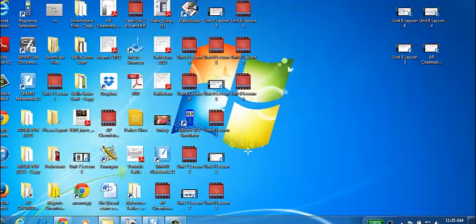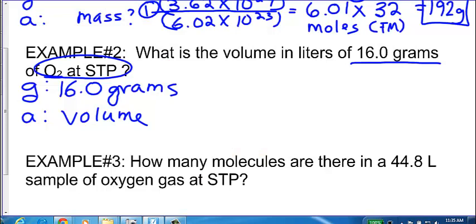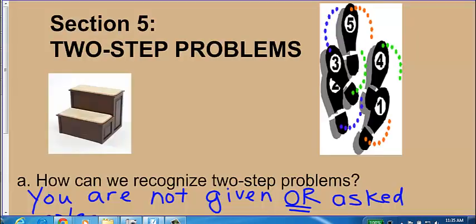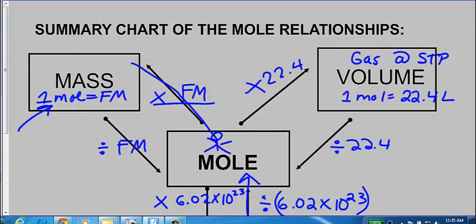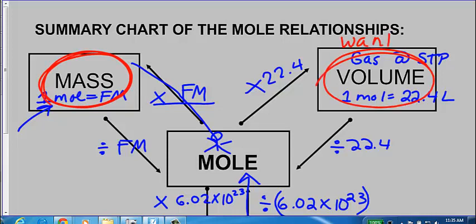So we're going to start in the store that we're given information on, which at this time is grams. So this time we're starting here. We are here. They want us to be here. There's no direct path, right? You have to follow the people movers, and there's no people mover between the mass store and the volume store. So the first thing you're going to do is go toward moles and divide by the formula mass, and then the second thing you will do is go from moles and multiply by 22.4.